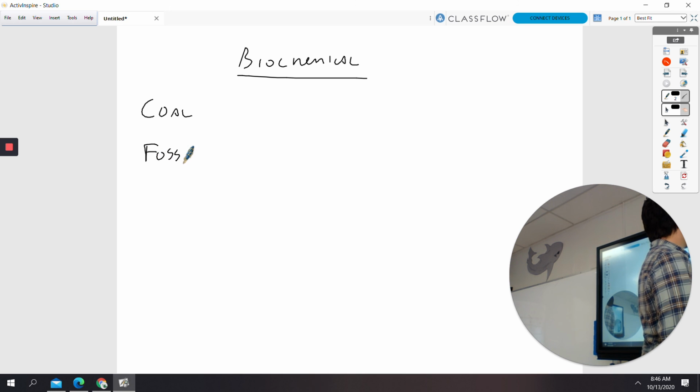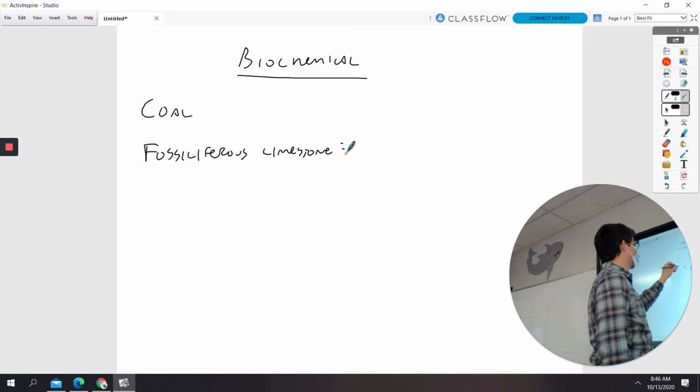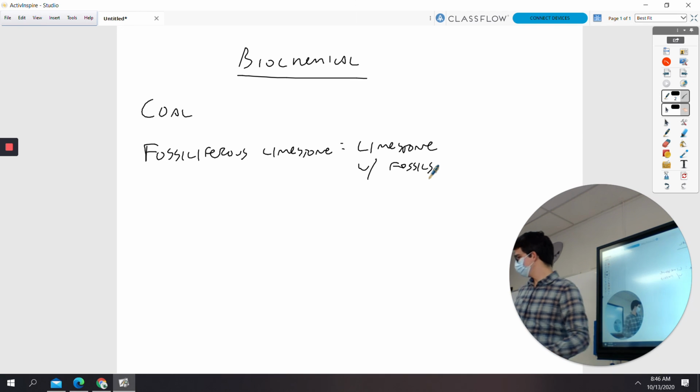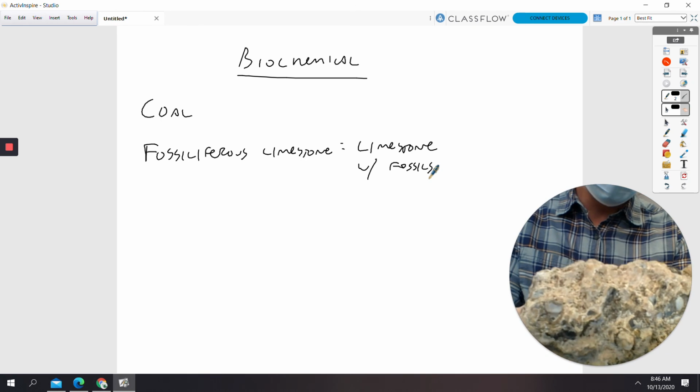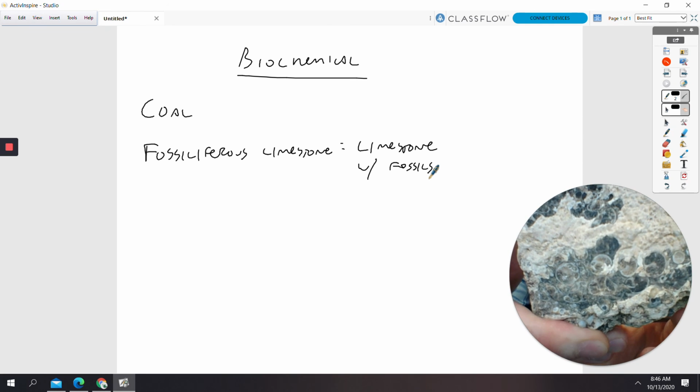Another one we have is called fossiliferous limestone. So this is limestone that has fossils in it. That's what it means. Limestone with fossils. I don't know if you can see those lumps. I don't know if you can tell if they're fossils. These ones are snail shells.